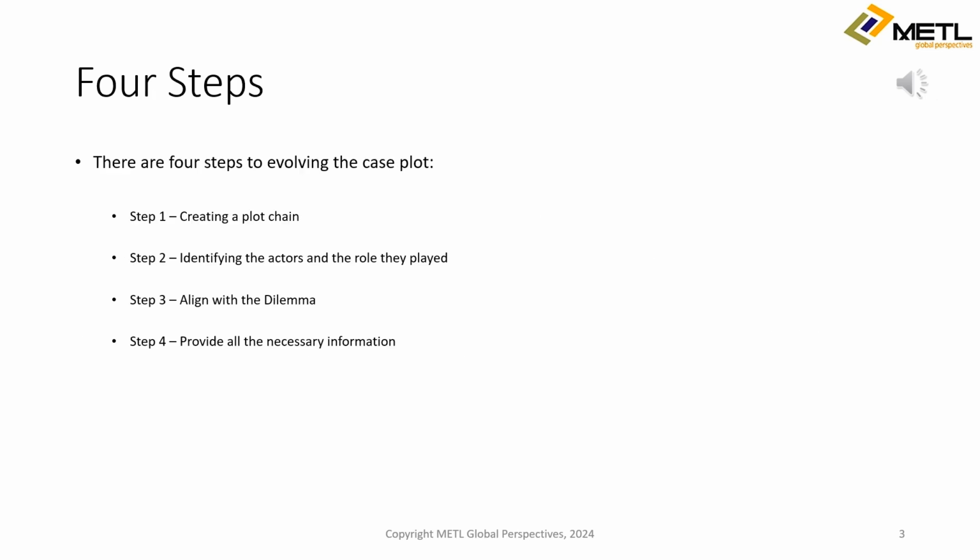There are 4 steps to evolving the case plot. Step 1, creating the plot chain. Step 2, identifying the actors and the role they played. Step 3, aligning with the dilemma. And step 4, provide all the necessary information, maybe more, but definitely not less.